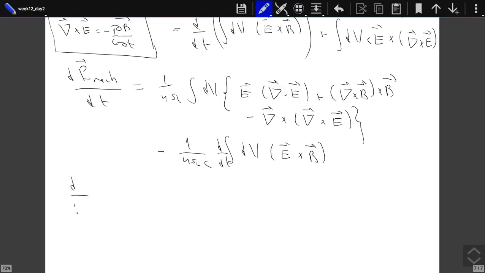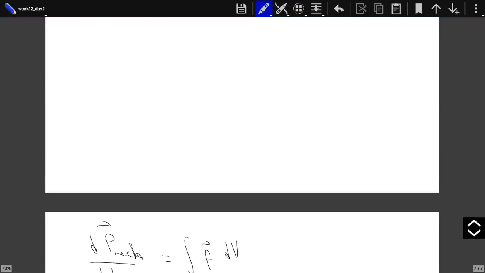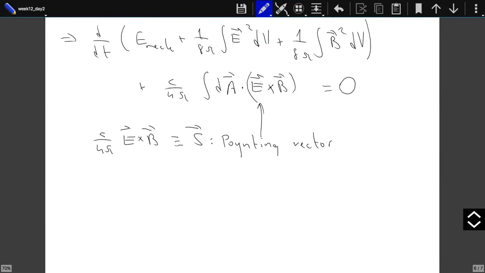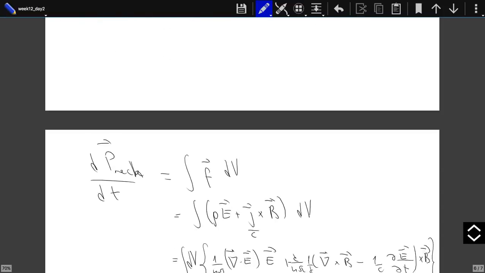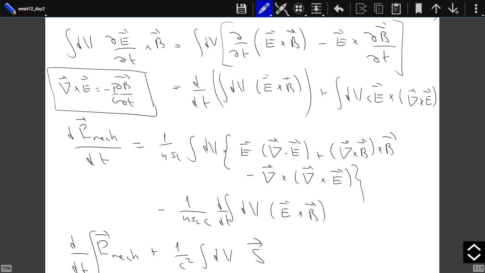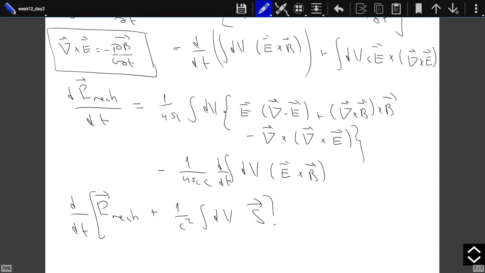Or let me write it in a different form, d by dt of the mechanical momentum, this is the momentum of the moving charges, plus 1 over c squared dV times S, my Poynting vector. Remember, Poynting vector was c over 4 pi times E cross B. So here I have 1 over 4 pi c E cross B. So it's basically the same vector up to this constant 1 over c squared.